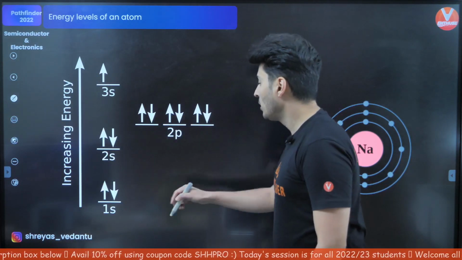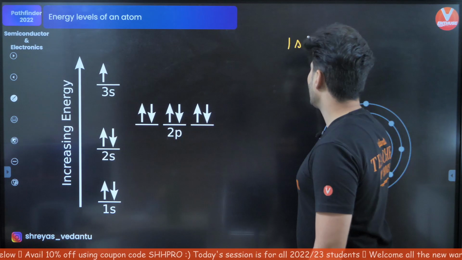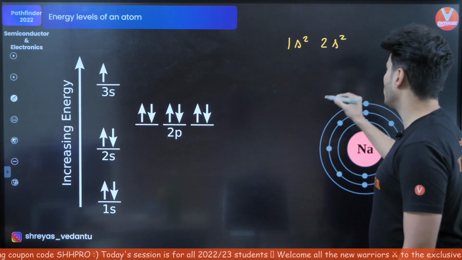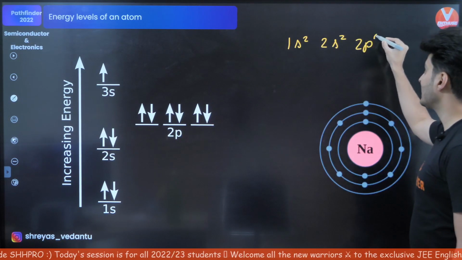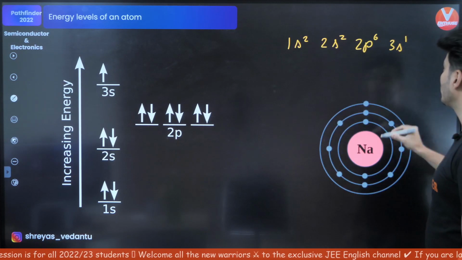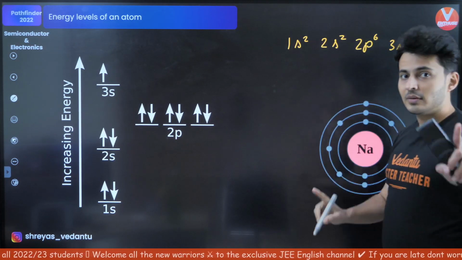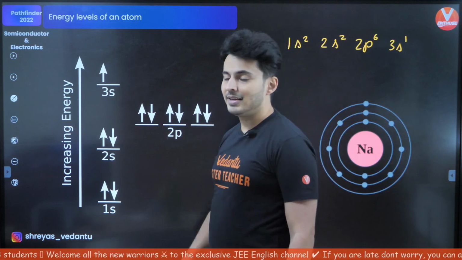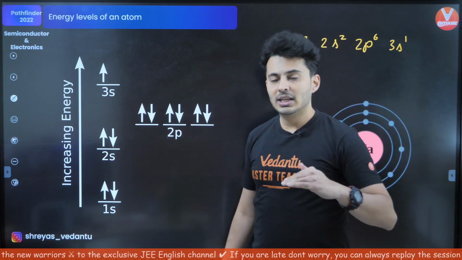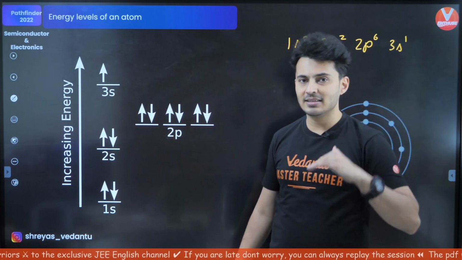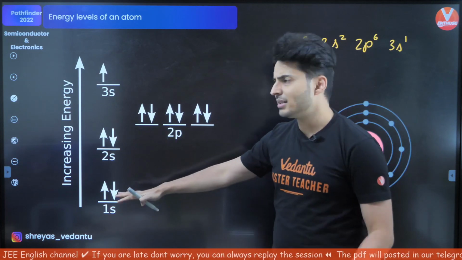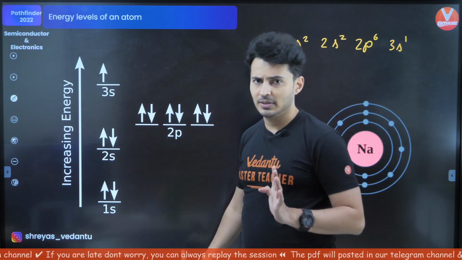It has in the 1s orbital 2 electrons, and then in the 2s orbital also it has 2 electrons, and in the 2p orbital it has 6 electrons, but in the 3s orbital it has only 1 electron. Now, if you look at the energy level diagrams, as you know, as you go to higher orbitals, higher orbits, the energy increases. Lower shells have lower energy. So 1s has the lowest energy and 3s has the highest energy.